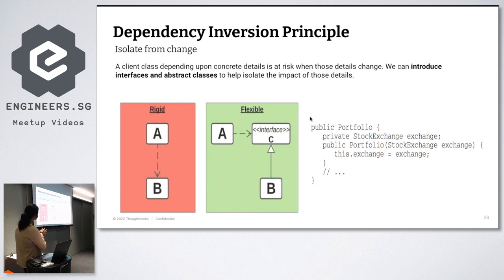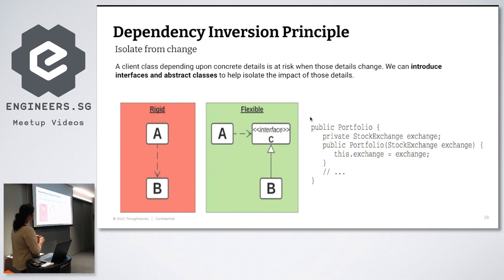We can introduce an abstract layer by introducing an interface. So in the flexible, green diagram you see, we don't directly depend on the concrete implementation of class B. Instead, we are depending on the abstract implementation. So now any change in class B will not impact class A, even though they are dependent.